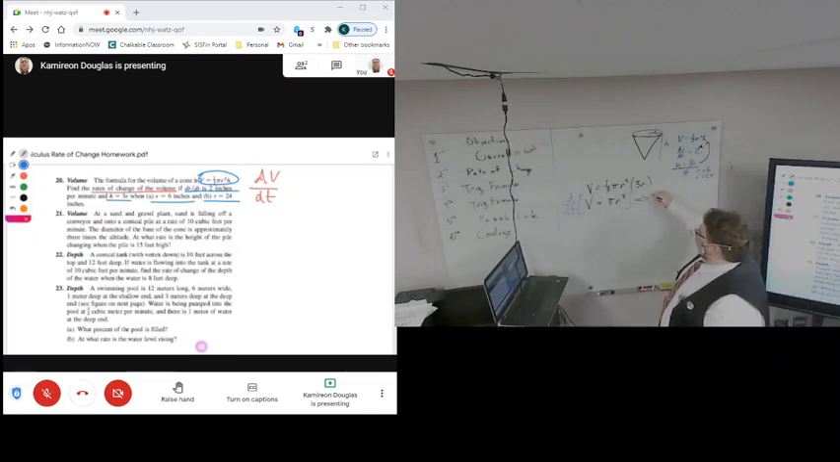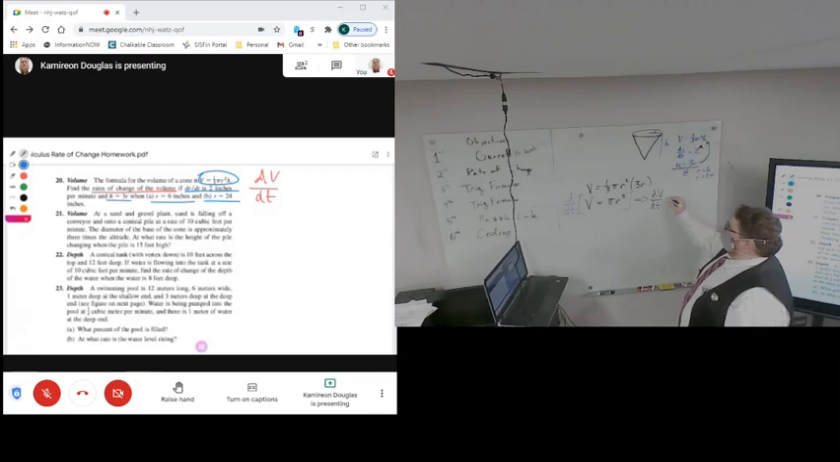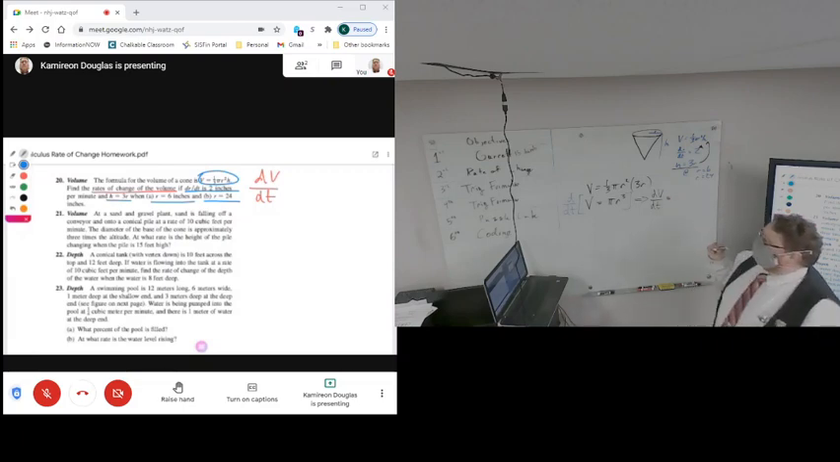dV/dt. The derivative of a single variable like x becomes a 1, but because it is with respect to t, it becomes dV/dt. On the right-hand side, we have pi r cubed.